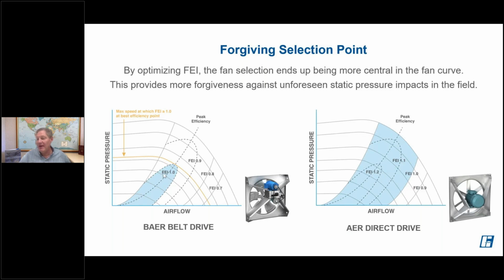So I think it goes without saying, if we have a selection point somewhere in that blue range, the fan on the right has much more flexibility in terms of where the duty point is. If the duty point is not exactly where you calculated it, or if you need to speed this fan up for some reason, the fan on the right is going to give you much more flexibility than the fan on the left in terms of staying within that FEI 1.0 compliance bubble.